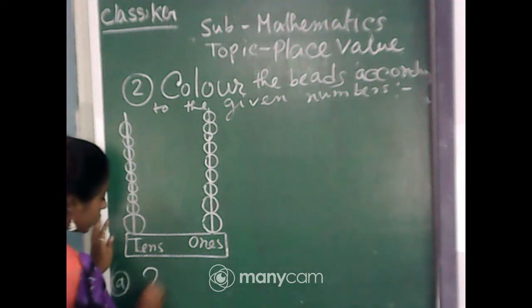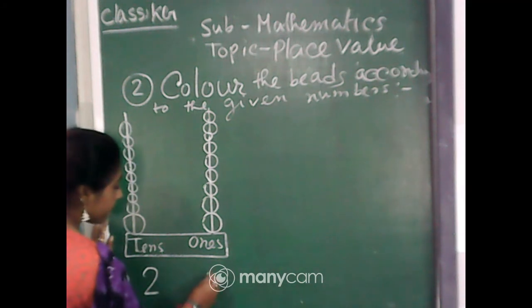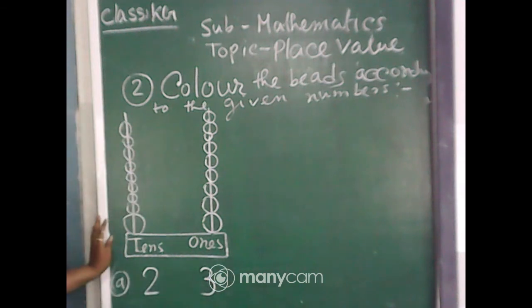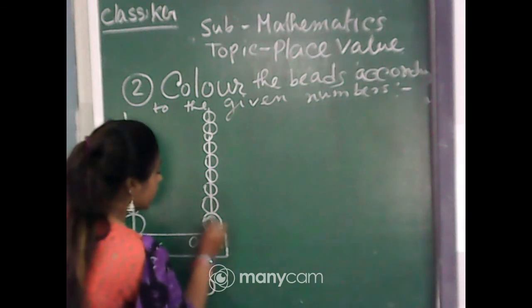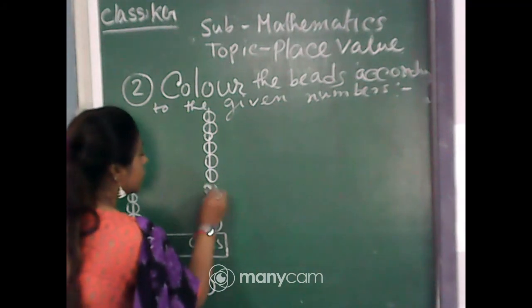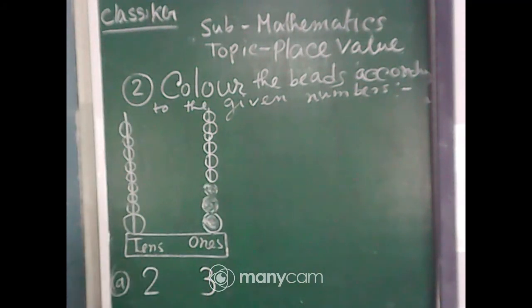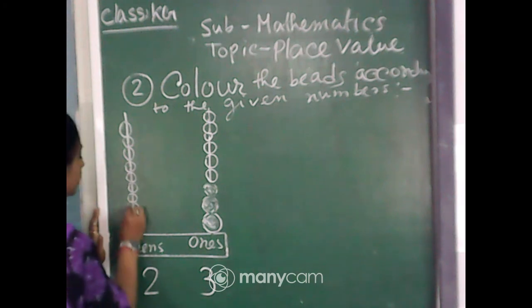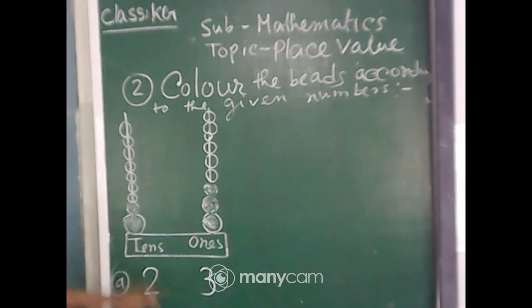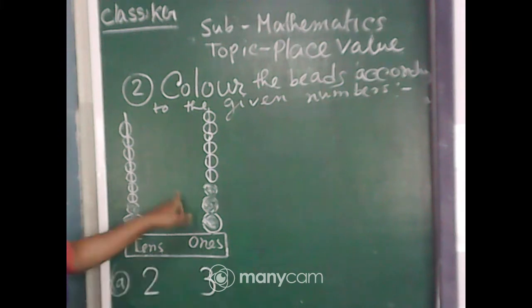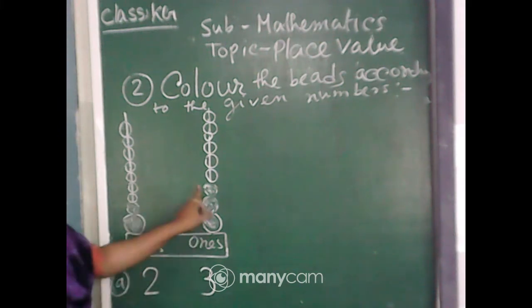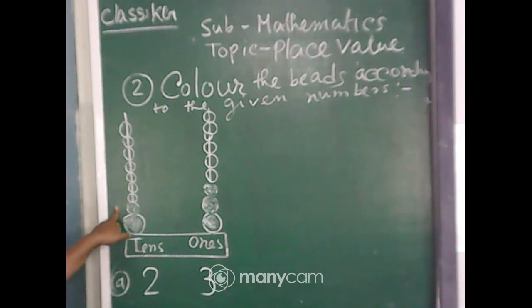So, our first question, number A, is suppose 2 tens, 3 ones. Now we have colored 3 beads, 1, 2, 3, and 2 tens means 1, 2. That means 2 tens and 3 ones, we have colored the beads only according to these numbers.